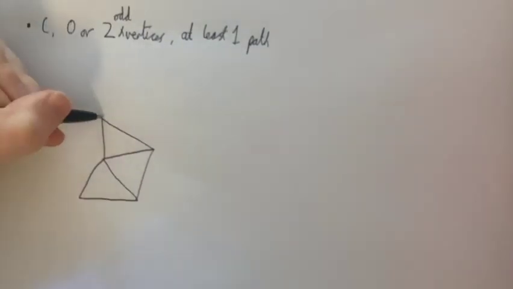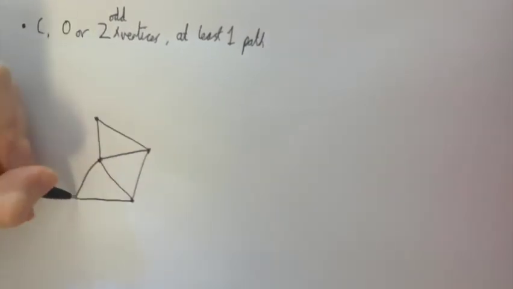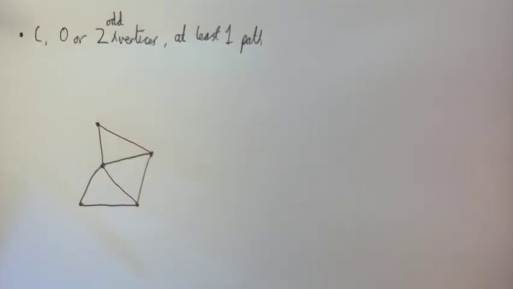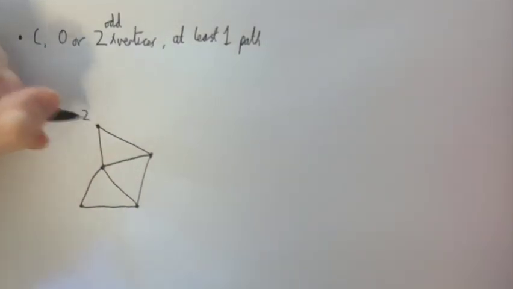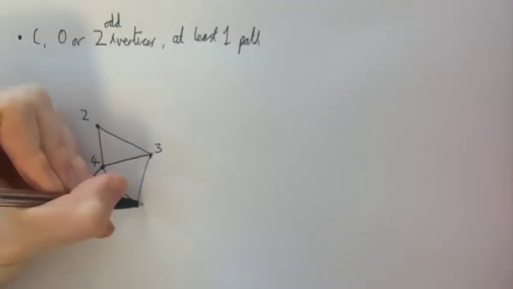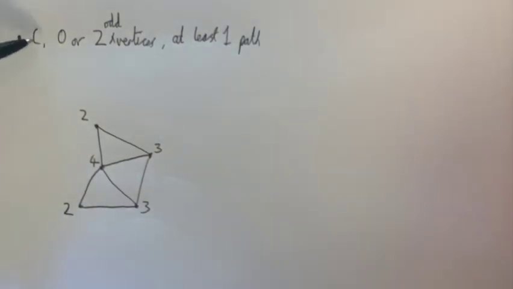So, yet again, we're going to just mark out our vertices, and then we're going to label them with the number of edges they're connected to. So we have 2, 4, 3, 3 and 2.